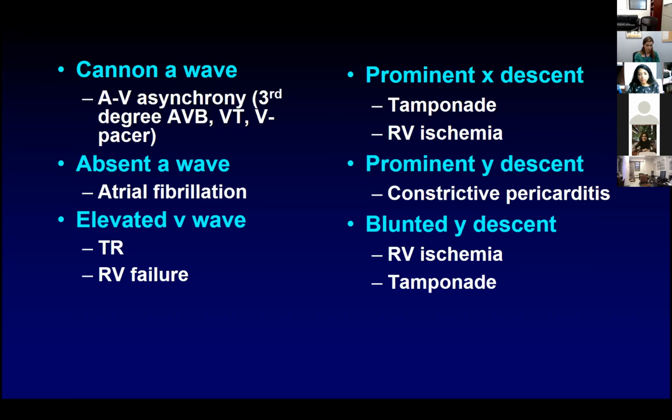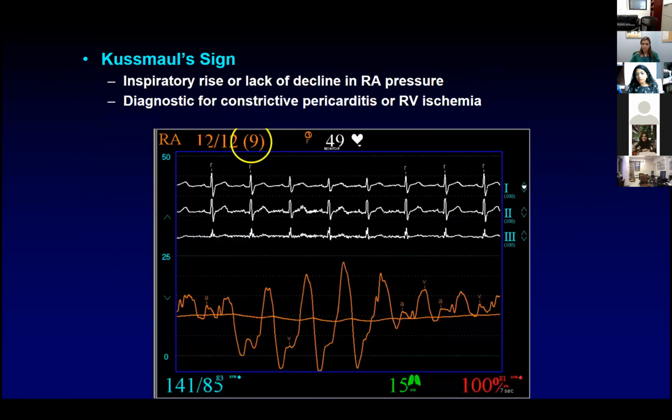Again, it's a pretty big list of things that can cause abnormalities, but the point is really to understand the physiology of these waves and what abnormalities you would get in what condition. More so to recognize that something is abnormal and to get a sense of what could be causing it.